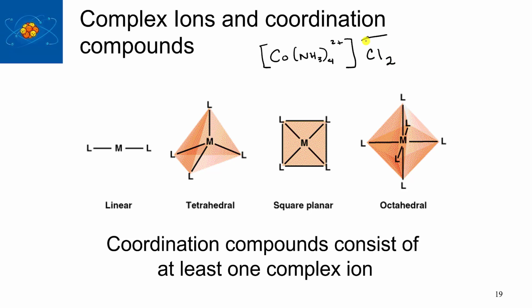So this is the complex ion that we were dealing with in previous chapters. And this is the counter ion that makes up the charge so that the whole thing overall is neutral. So a coordination compound has at least one complex ion, and it can have two as well.